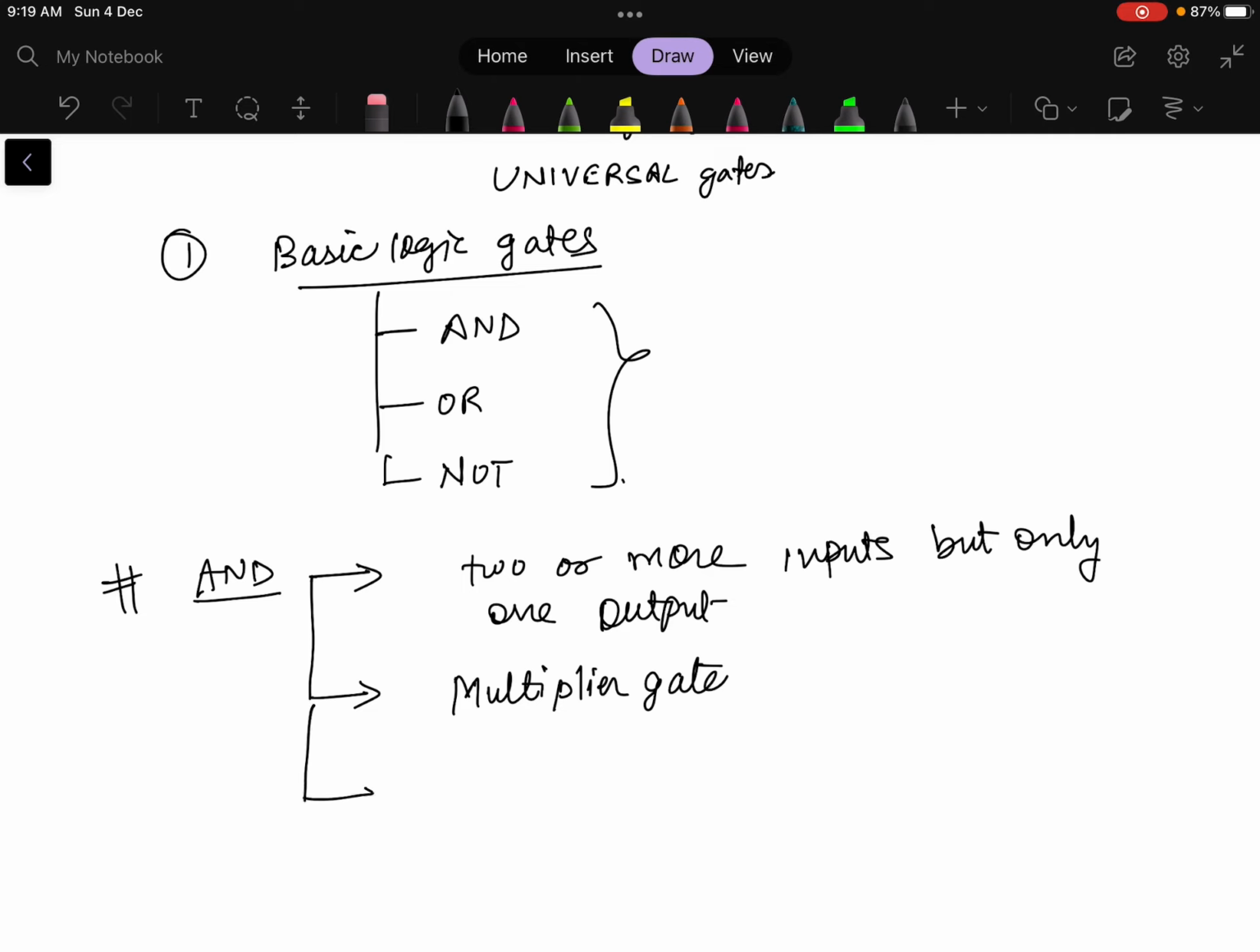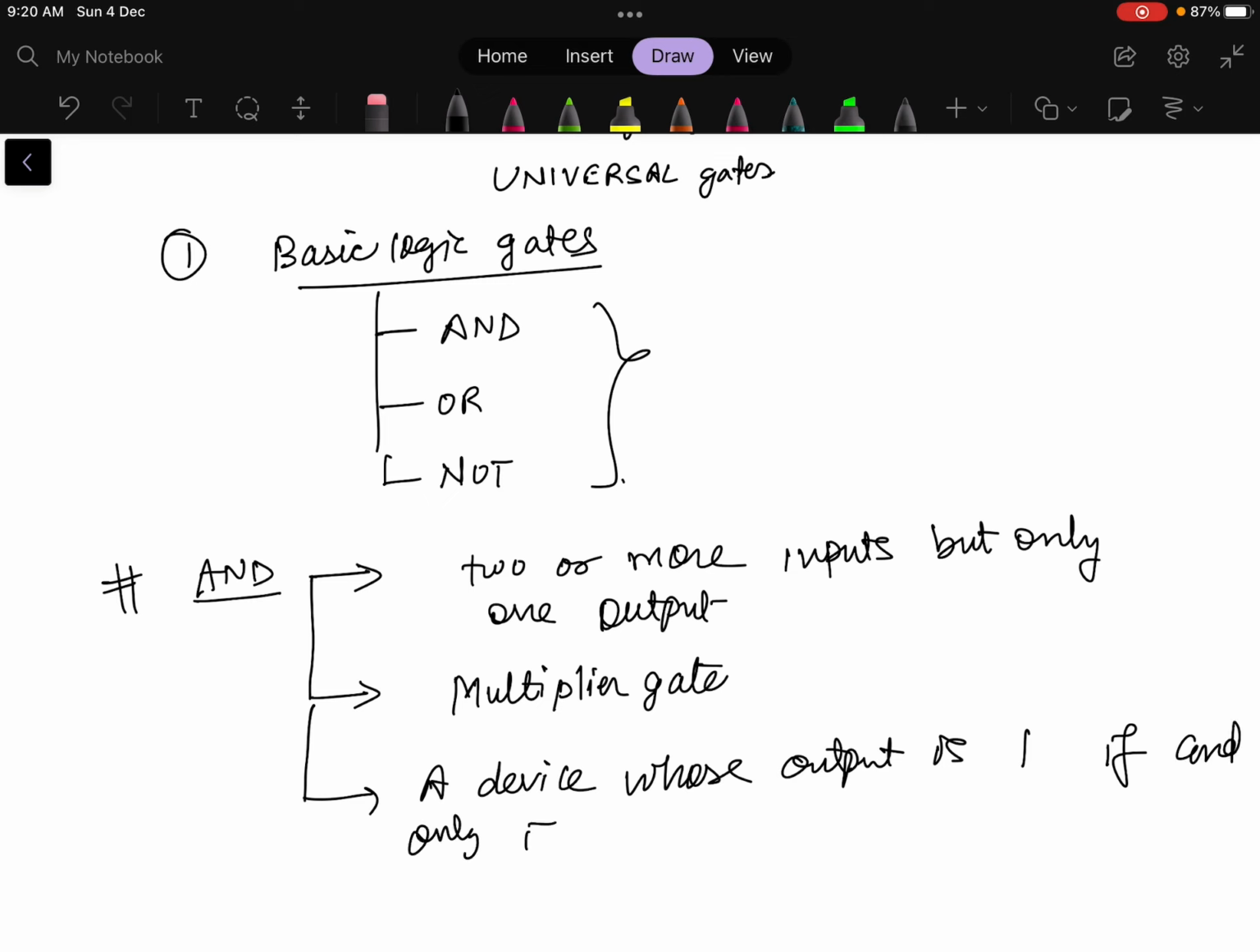This gate is also defined as a device whose output is 1 if and only if all its inputs are 1. The AND gate shows the output 1, meaning high voltage, when all of its inputs are 1.